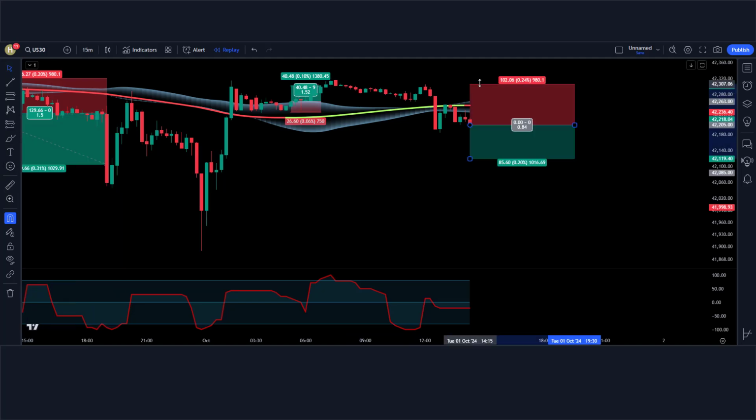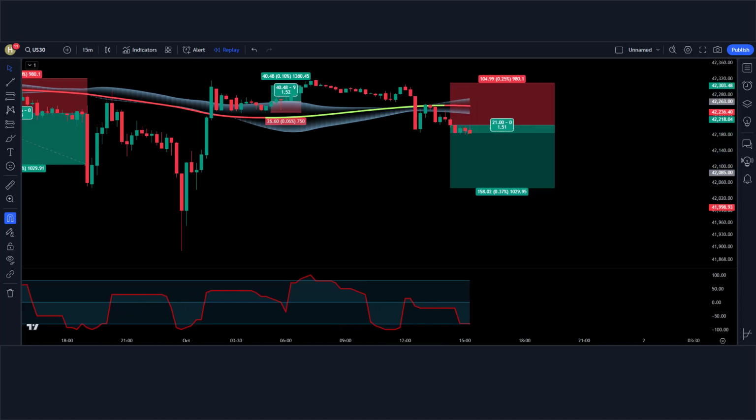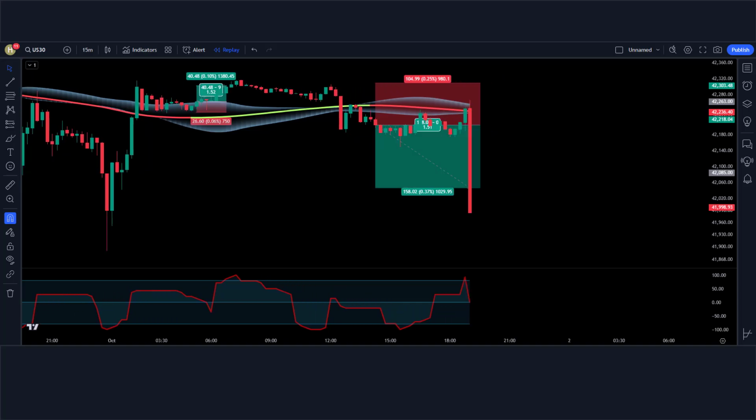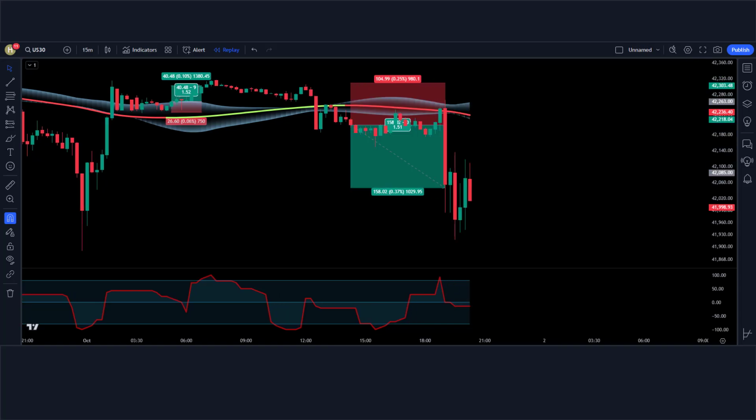Our stop loss will be placed at the previous high of the market. And the risk to reward ratio will be 1:1.5. Let's see what happens to our trade. Our trade is running in profit. We have won the trade. Wait for the next signal.